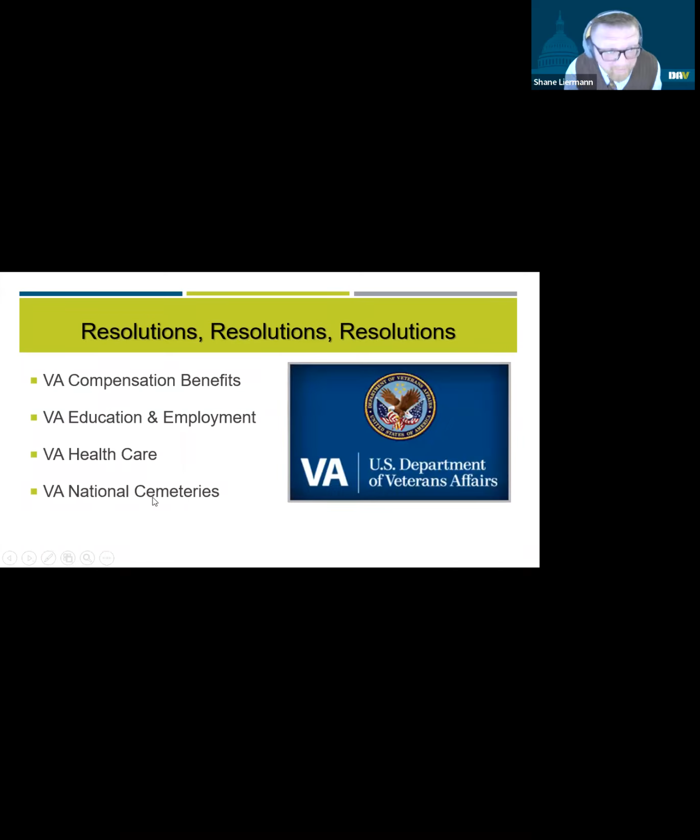So areas to think about when you're writing or considering resolutions, you can think about the arena of VA compensation benefits, VA education and employment, VA healthcare, and VA national cemeteries. So those are some areas you can think about, look in, and find areas that you want to support for benefits that you believe need to be enhanced or changed. So a federal or national level resolution is generally going to impact federal programs, not issues that are local to your state or municipality.